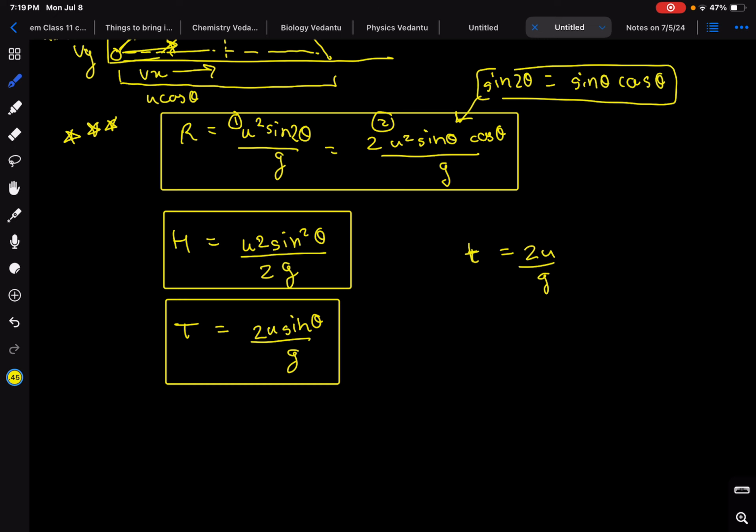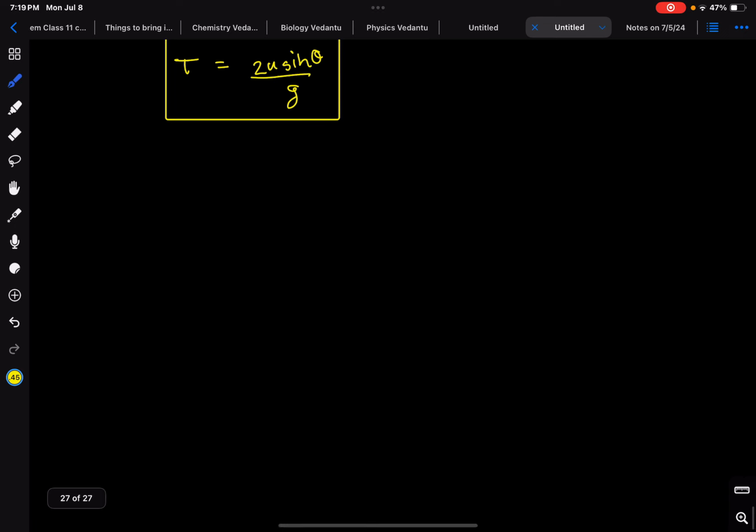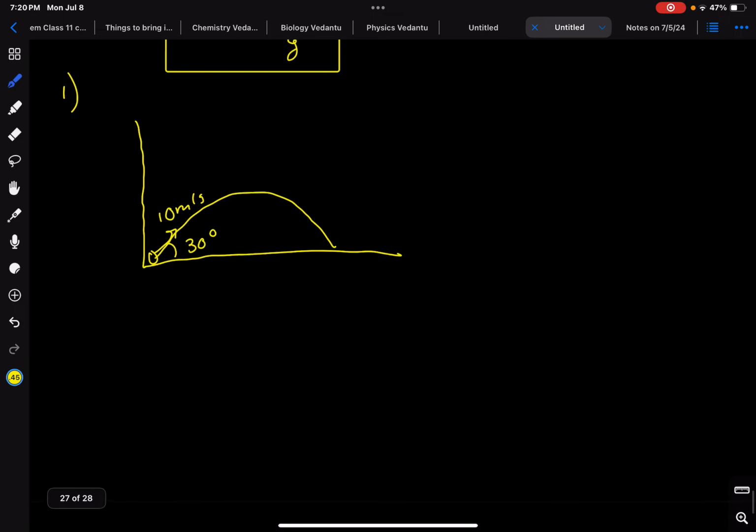Now let's take an example of a projectile motion question. So let's say a ball is thrown. This is question 1. A ball is thrown at an angle of 30 degrees and with a speed of, let's say, 10 meters per second, then we want to find time, range and maximum height.